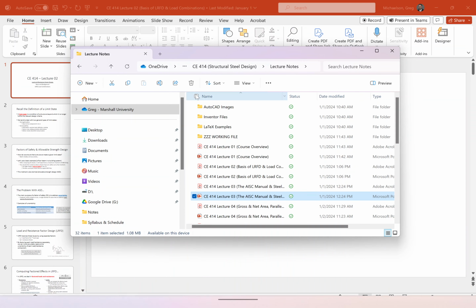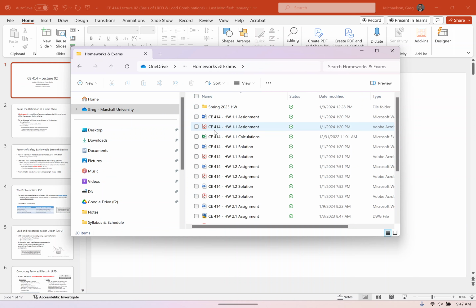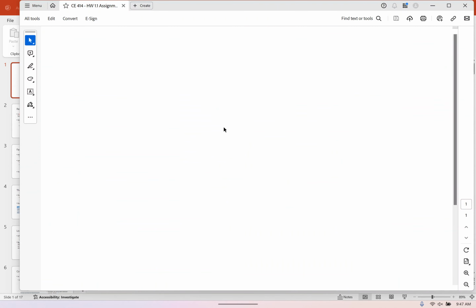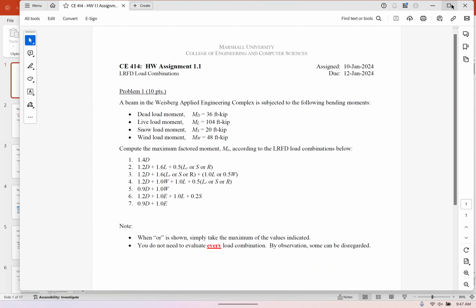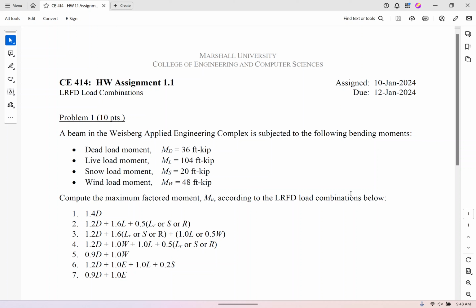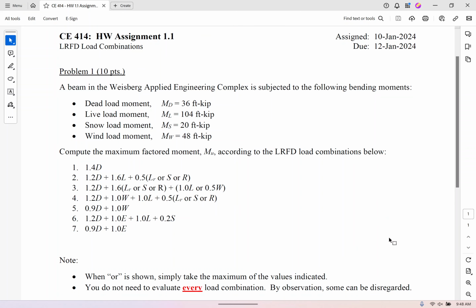So I just want to show you the homework real quick. Again, like I said, it's really easy, okay? So basically what I've done is I've given you 4 values: a dead load, a live load, a snow load, and a wind load, and I just want you to go through the load combos and find the biggest one. That's it. That's the homework, okay? So the way it's going to work is there's a field in Blackboard. You just type it in, and that's it. You can submit multiple times, and it will grade the highest one.